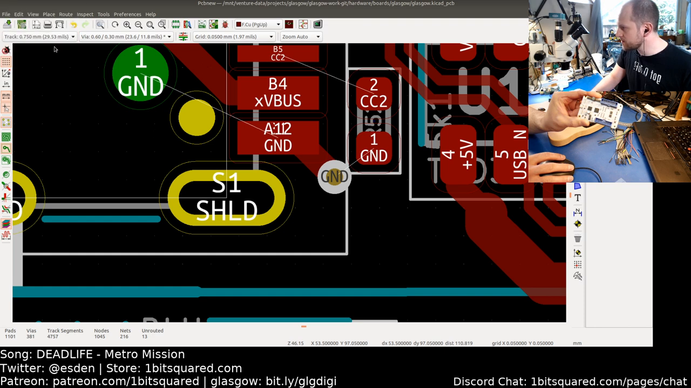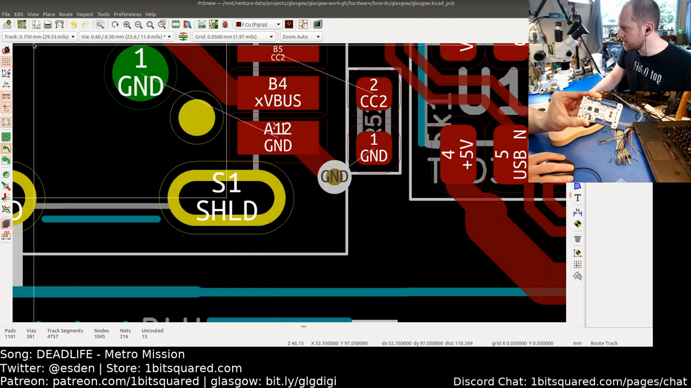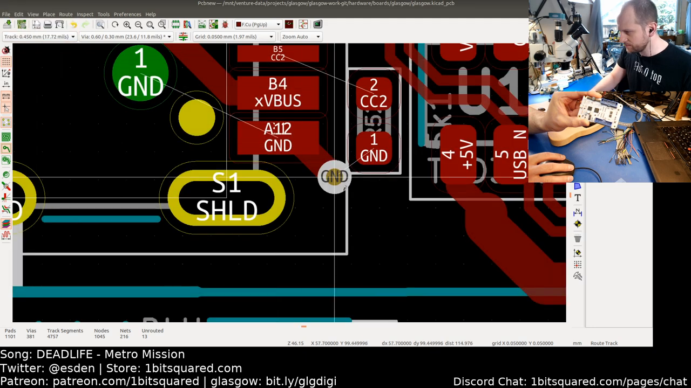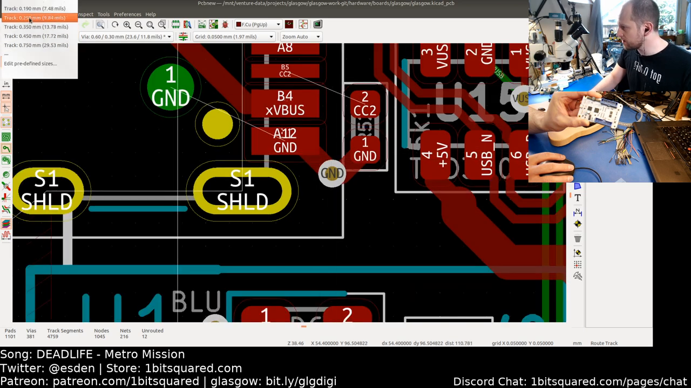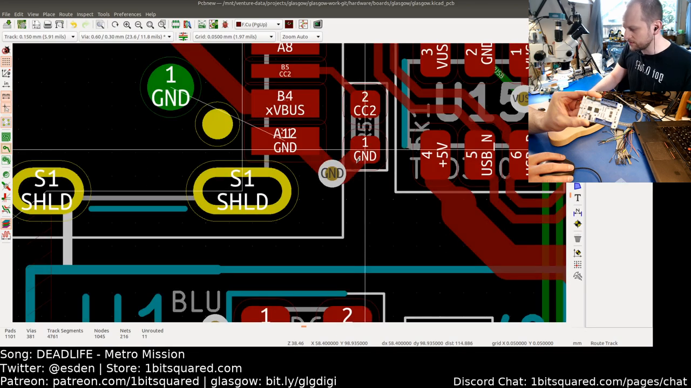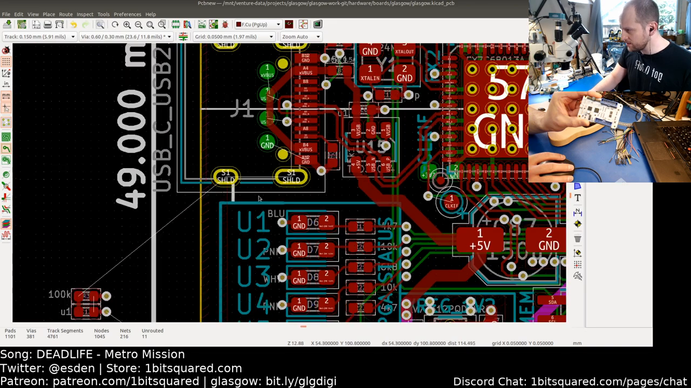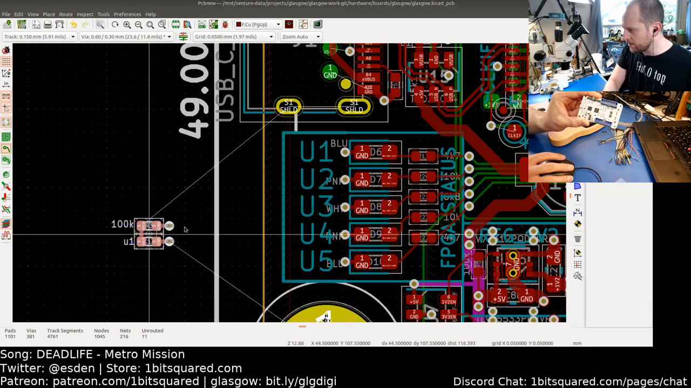Pump. 750. Oh, we are at 450 here. There we go. And then we can do the signal one, 115. There we go. All right. And now we still need these two for the shield. We have to figure out where to put them.